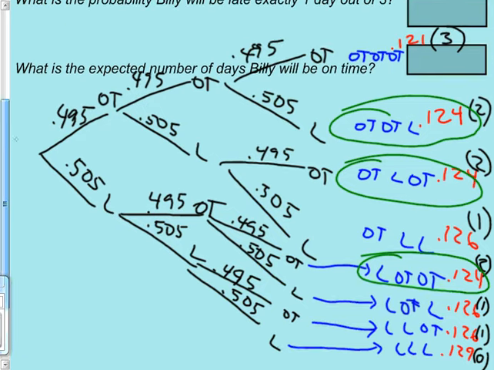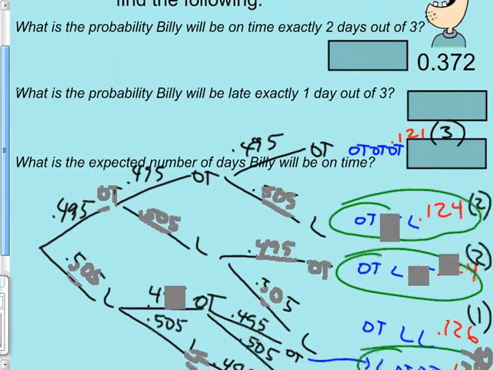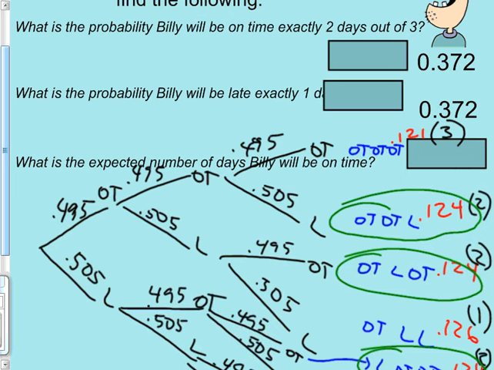And right exactly 1 out of 3 should be the same as on time exactly 2 days out of 3. And it is. Alright, good catch. Maybe I'll be faced with people saying you're wrong, you stuck to it.